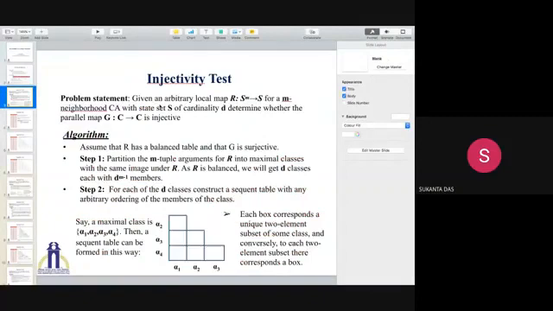Now start the algorithm. So what is given? Given an arbitrary local map R, S to the power m to S. What is S? S is the state set. We are considering its cardinality as d, and m is the neighborhood size. A cell depends on m neighbors, and R is the local rule. From that we get a CA, called the parallel map.